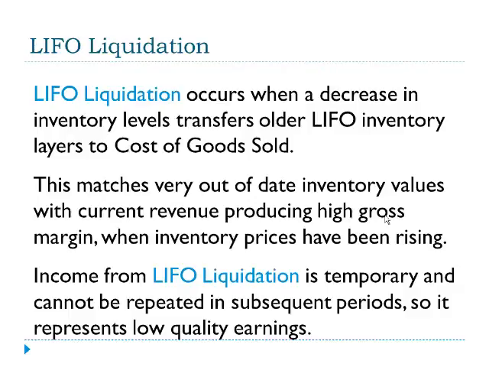LIFO liquidation occurs when a decrease in inventory levels transfers older LIFO inventory layers to cost of goods sold. This matches very old, out-of-date inventory values with current revenues producing high gross margin when inventory prices have been rising. Income from LIFO liquidation is temporary and cannot be repeated in subsequent periods, so it represents low-quality earnings.